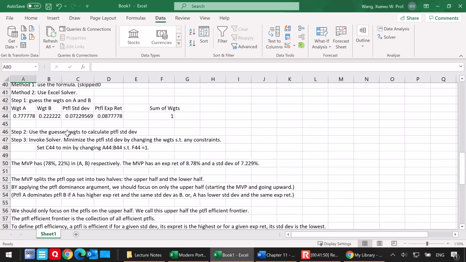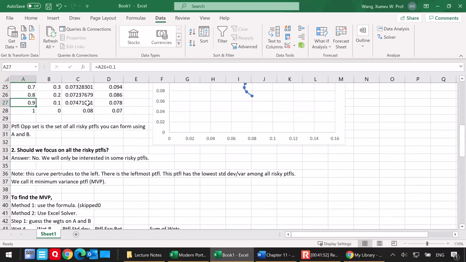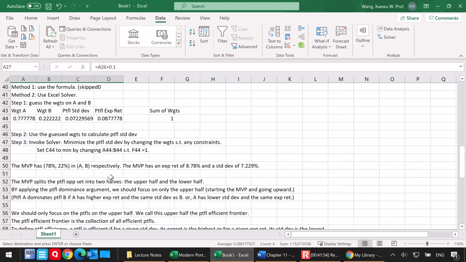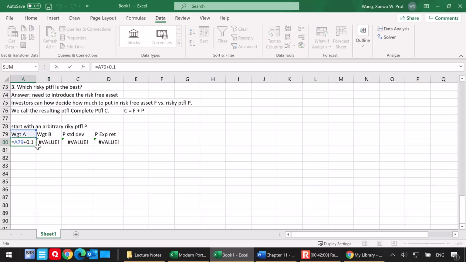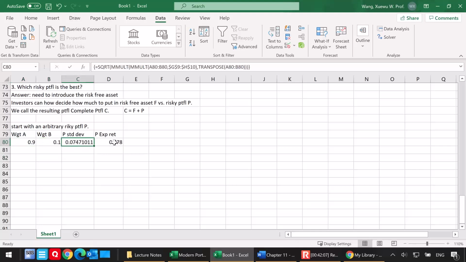So let me copy everything and paste it down here. All right, so this is the one I pick. Well, of course, this is not working, so let me just pick 0.1 and 0.9. All right, so everything is good. So this is the arbitrary pick, and now the question is, can we do better? Is this the best pick? Is this the best risky portfolio?